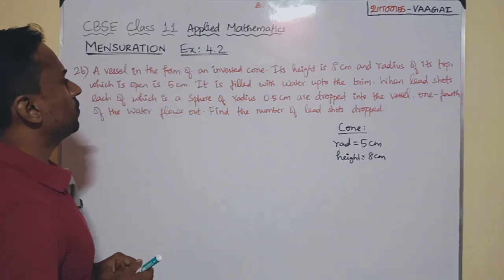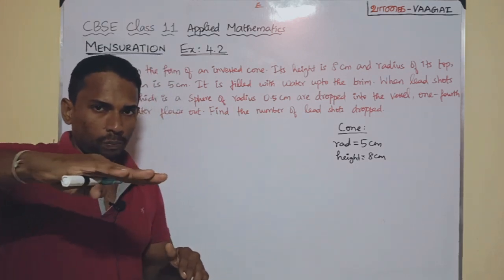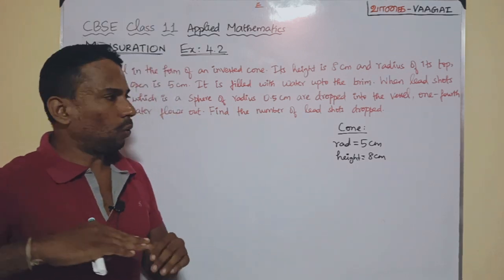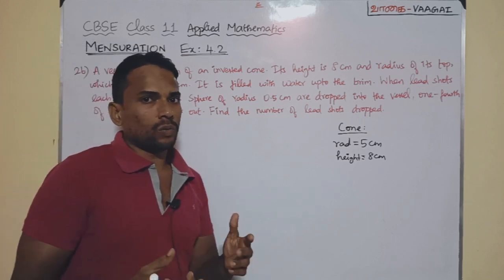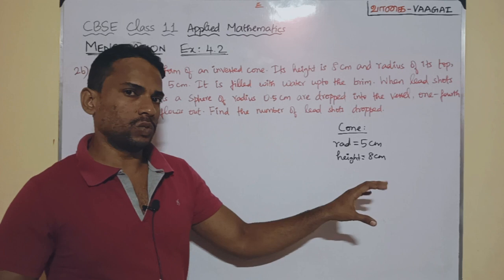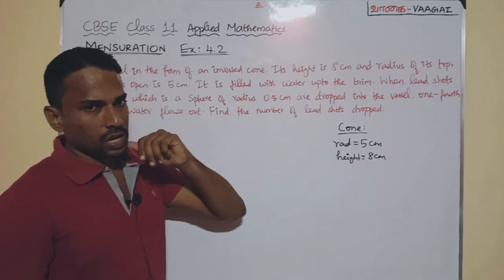Okay, what next is given? It is filled with water up to the brim. Okay, so till the top level brim, the water is going to be filled there. Okay, and that means you will be able to calculate how much amount of water or how much volume of water is filled there in this cone. Okay, yes. Now let's see, continue this question.